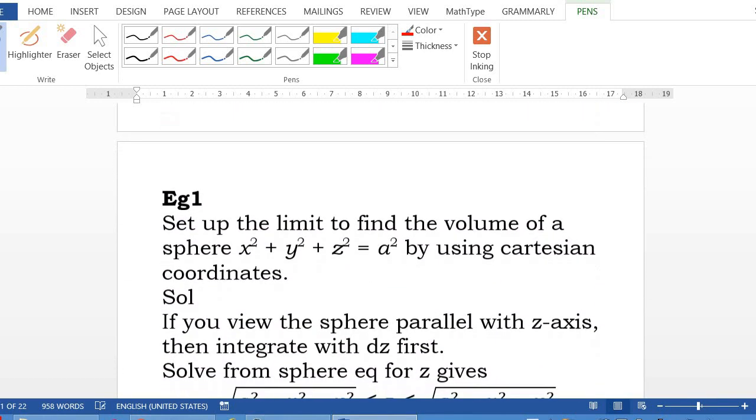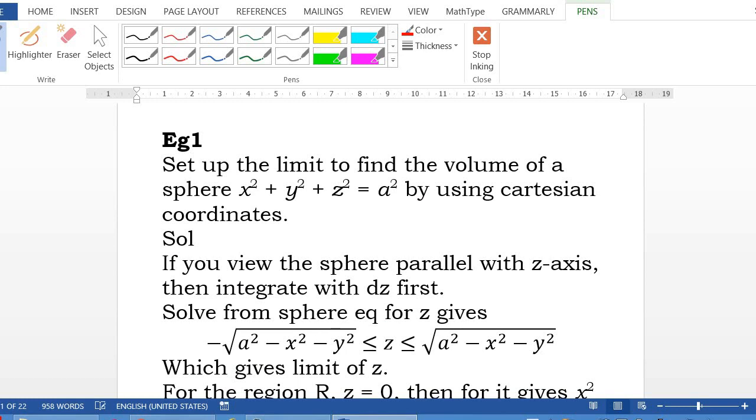Okay, for example 1. Set up the limit to find the volume of a sphere x squared plus y squared plus z squared equal to a squared by using Cartesian coordinates. Okay, sphere. You notice that the coefficients for x squared, y squared and z squared are positive and have the same value. So this is a sphere with radius a units, meaning rho will be equal to a.